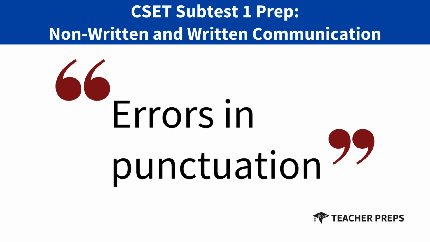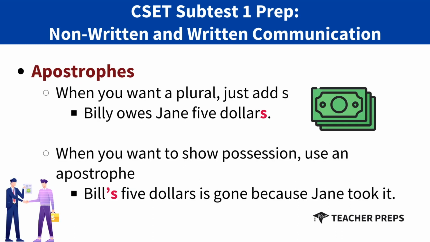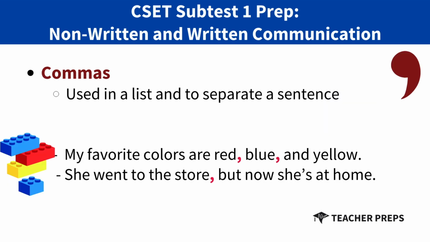Now, let's talk about errors in punctuation that you might get on your exam, and you will have to show the correct, appropriate, best response. So here we have apostrophes, and when you want to use a plural, we just add S. So for example, Billy owes Jane $5. When you want to show possession, we use an apostrophe. Billy's, apostrophe S, $5 is gone because Jane took it.